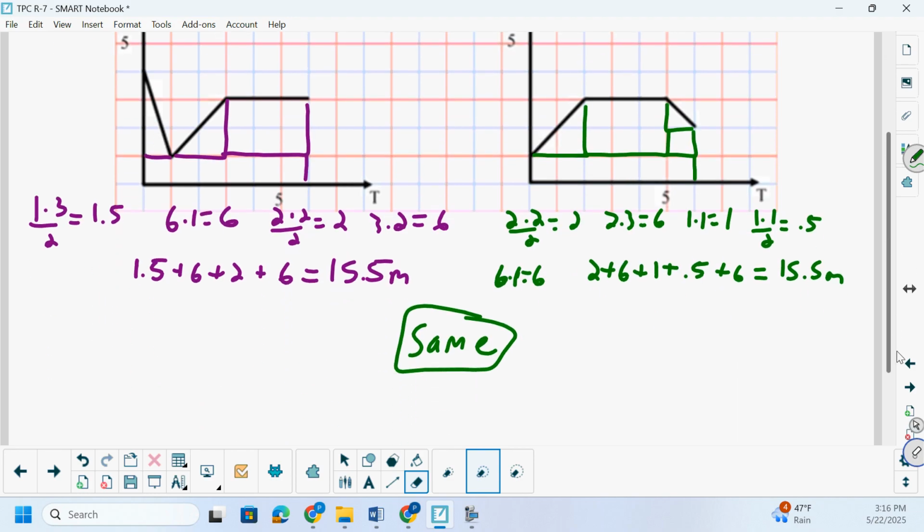So to say we went further, you could either say they went the same. You could say it was tied. Anything like that to indicate that they went the same distance.